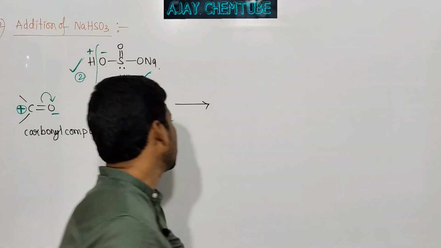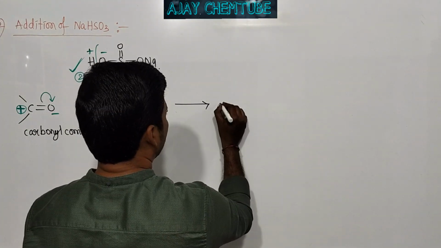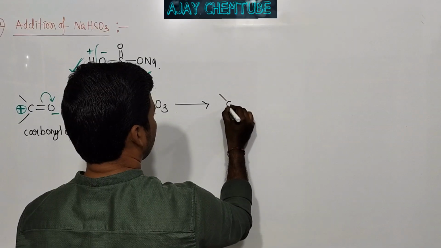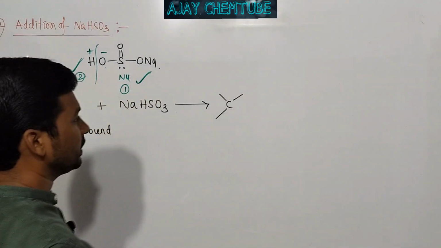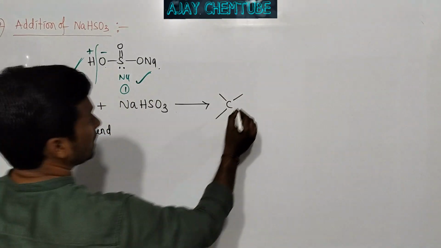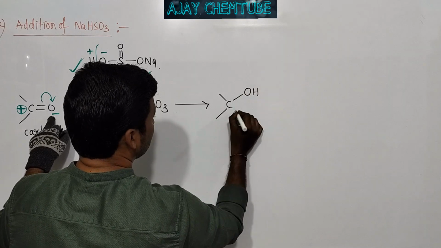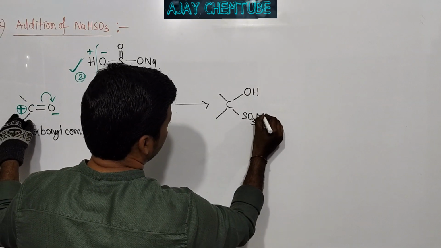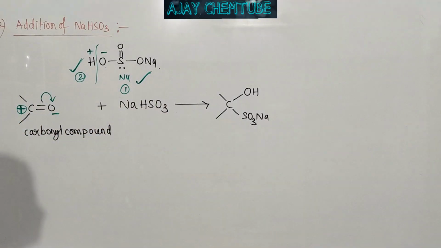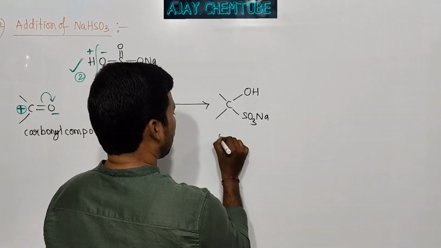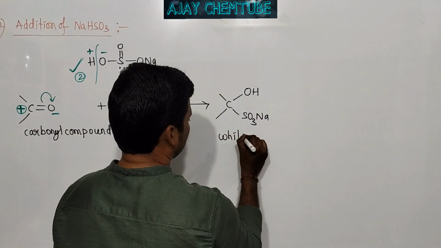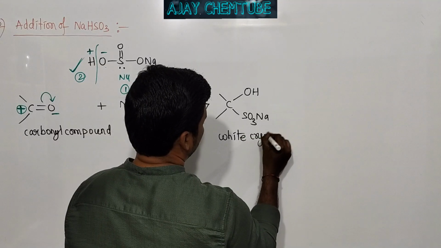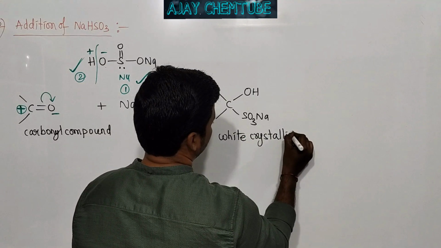Here I will write both steps at a time. To the O minus, H plus is added. To the C plus, SO3Na is added. This compound is a white crystalline substance.